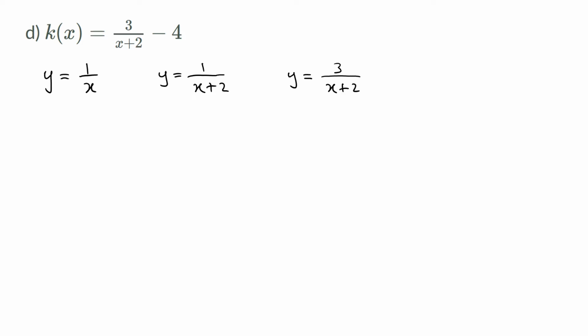And then finally we have y equals 3 over x plus 2, and then -4. Okay. So again, what happened here? We're going to move to the left by 2 because of the +2, and then it's going to stretch by 3 units, and then this is going to shift down by 4 units. So and then we know the graph of 1 over x. That's again one of the basic functions. So this is what we normally call the rectangular hyperbola.